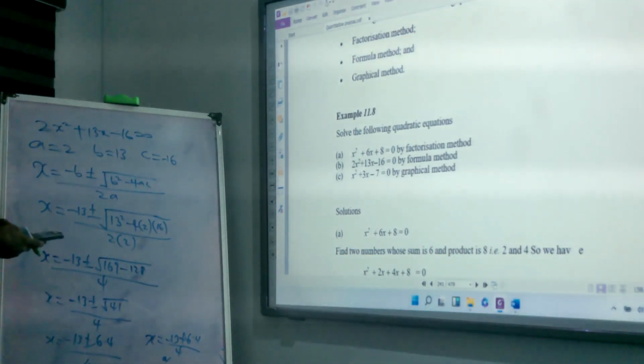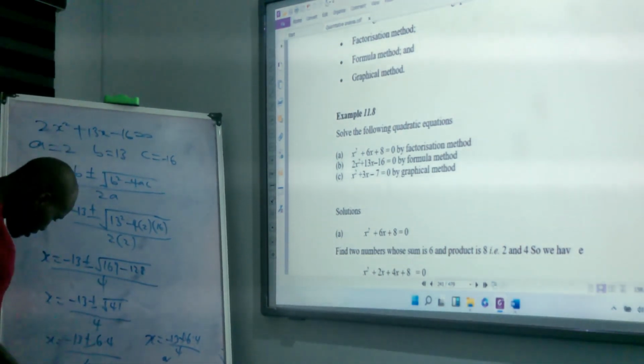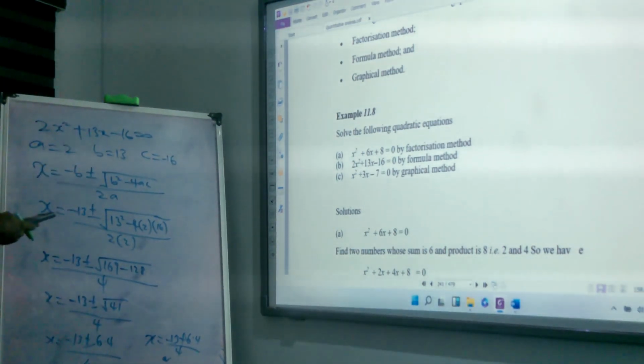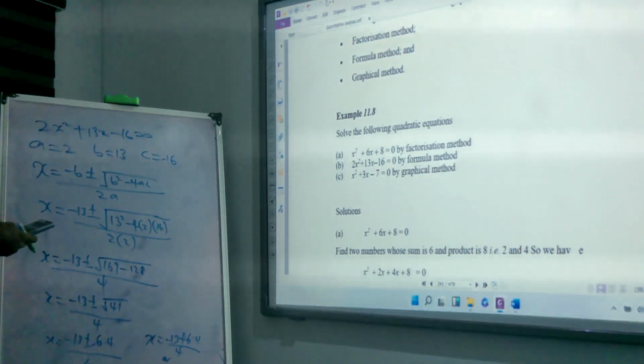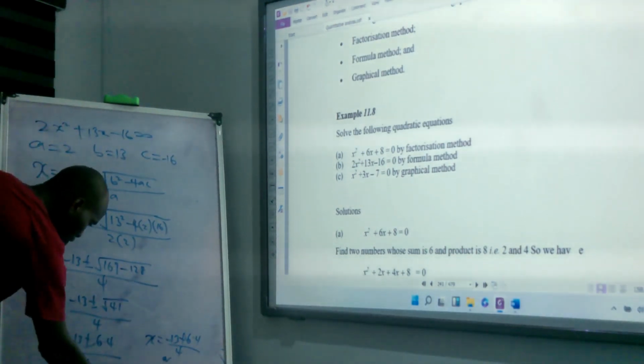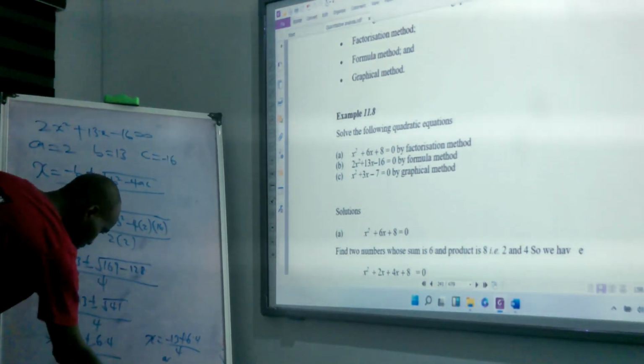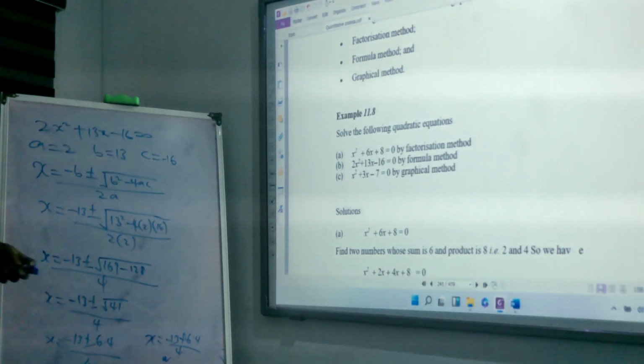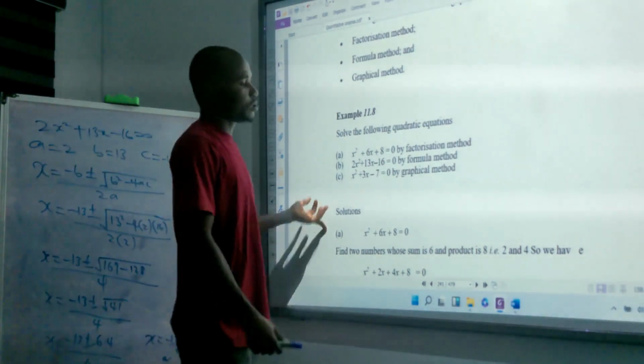Right, for the first answer, our x is minus 13 minus 6.4 divided by 4, we have minus 4.85. So these are the two values for x. And I've told you that we are not solving the problem using values. So if you are taking an exam, be assured, use that factorization or formula method. That is just the explanation there.